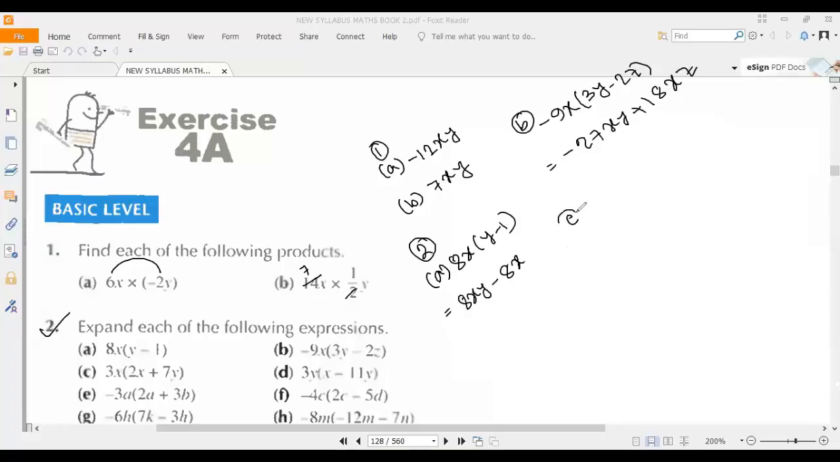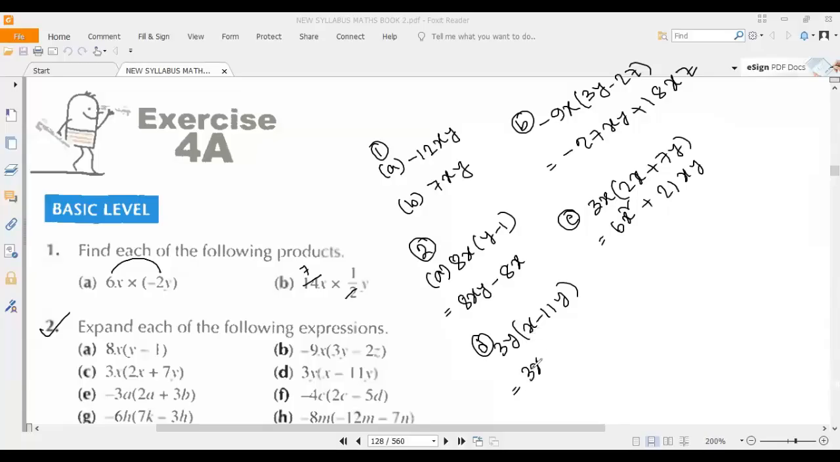Okay. Now number C. Number C says thrice x into twice x plus 7y. So 3x into 2x. 3 2s are 6x square plus 3 7s are 21, x into y, xy. Number D. 3y into x minus 11y. So 3y into x, that one will be 3xy minus 3 multiplied by 11, 33y square.